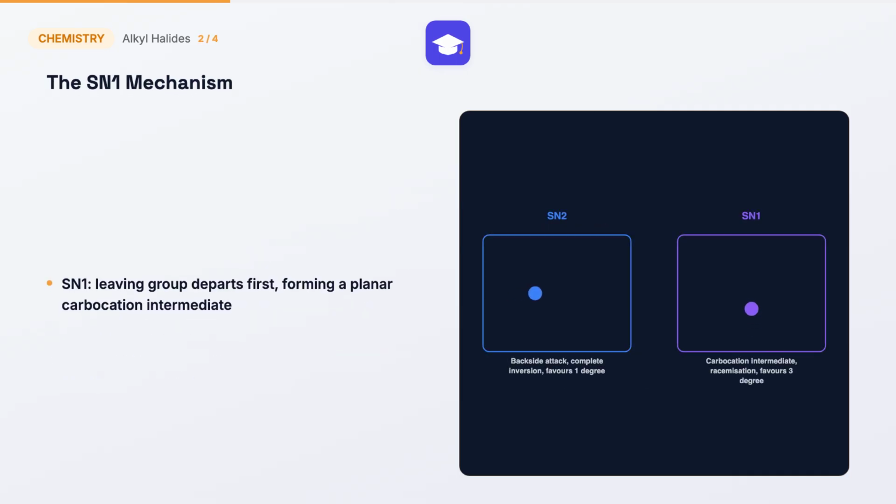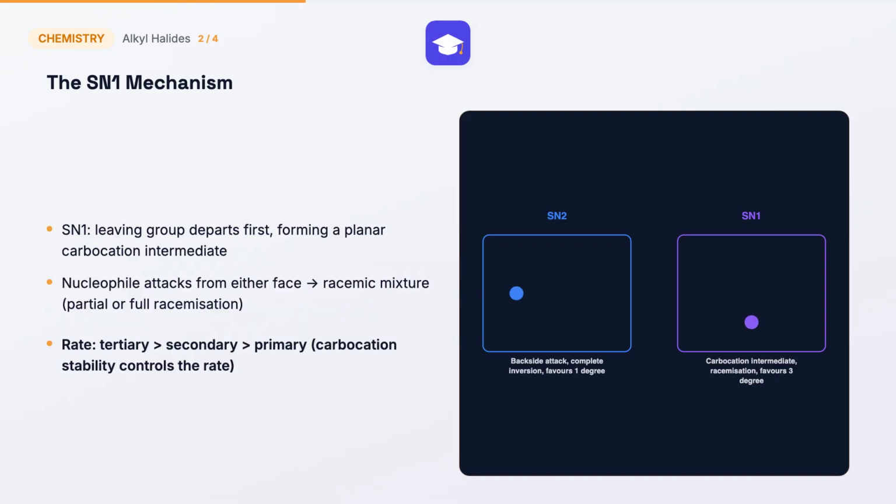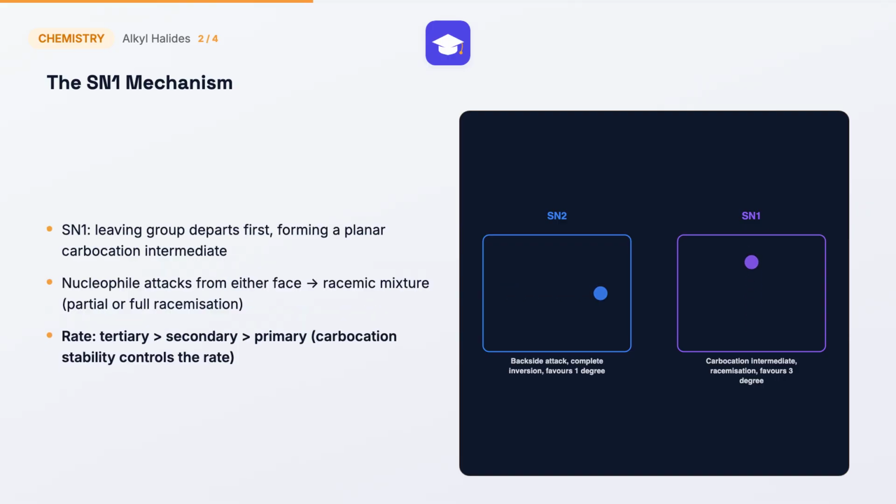In an SN1 reaction instead, the leaving group departs first entirely on its own, forming a flat, planar carbocation intermediate, and only then does the nucleophile attack in a separate second step. Since that planar carbocation is attackable from either face with roughly equal probability, the product forms as a racemic mixture, a near 50-50 blend of both inverted and retained configurations.